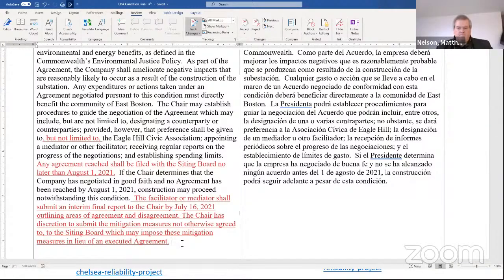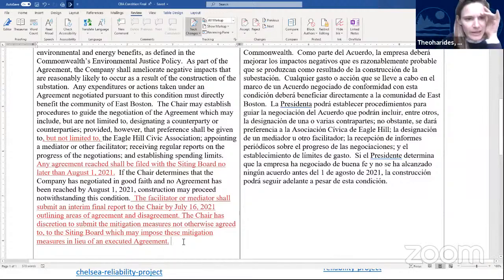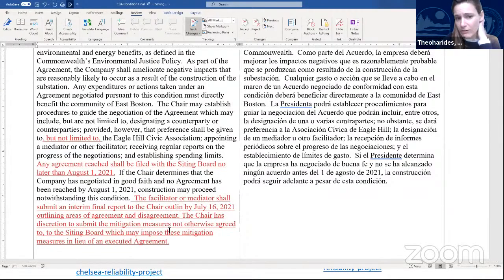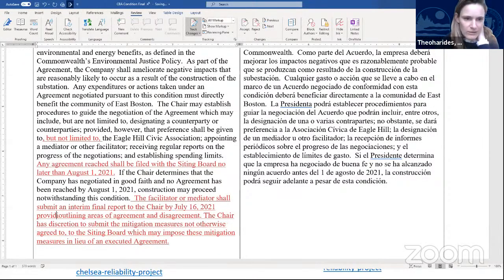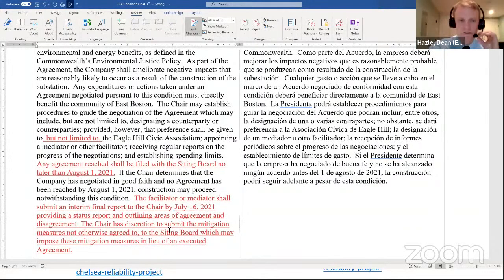Secretary, I think you're muted. Sorry, not trying to add more language, but I think in the facilitator or mediator shall submit an interim final report to the chair outlining areas of agreement and disagreement and a progress report. I mean, it seems like a status update is an important part of that report, and maybe that's clear from the final report. Providing a status report and outlining areas of agreement and disagreement. Yep. Okay.